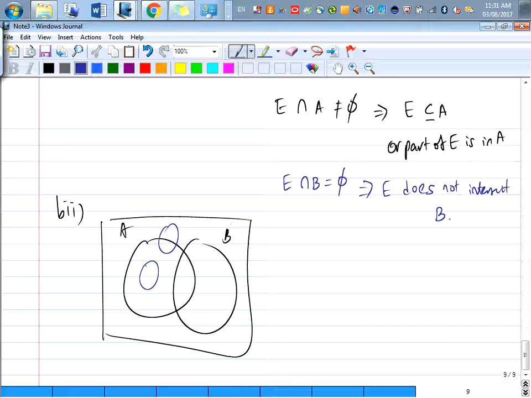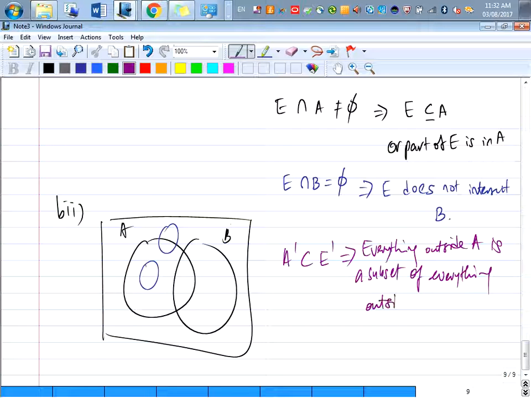So now we need the last key, which is A complement is a subset of E complement. If I try to change it into words, A complement is everything outside A. So everything outside A is a subset of everything outside E. You agree with this statement so far? Everything outside A is a subset of everything outside E.